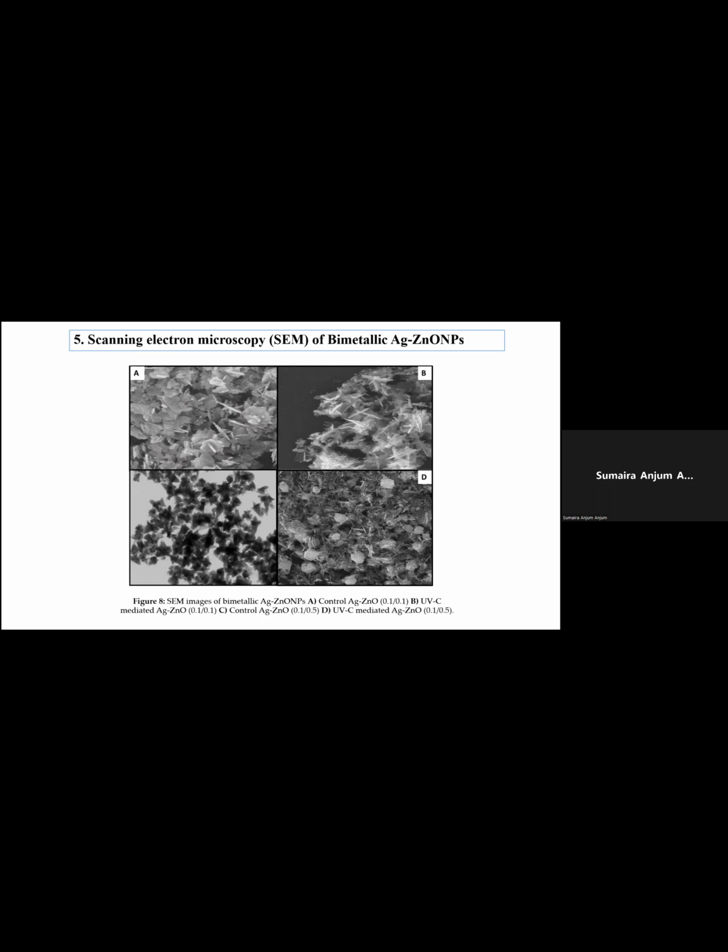But when they were irradiated with this UVC light, we can see a clear difference between the needle type and the cubic type zinc oxide nanoparticles. When they were further analyzed by the STEM EDX analysis, we found that the zinc oxide nanoparticles were in the form of cubes, while the silver elements present in these bimetallic nanoparticles were in the form of rod shape.